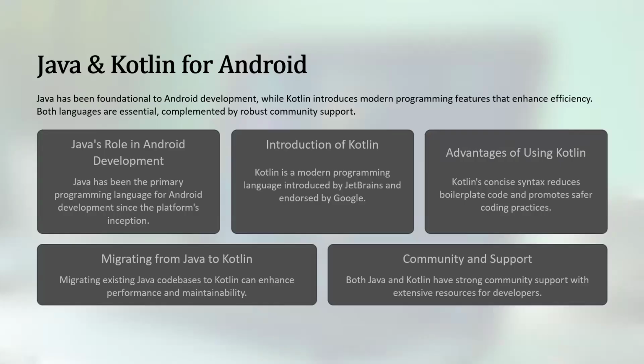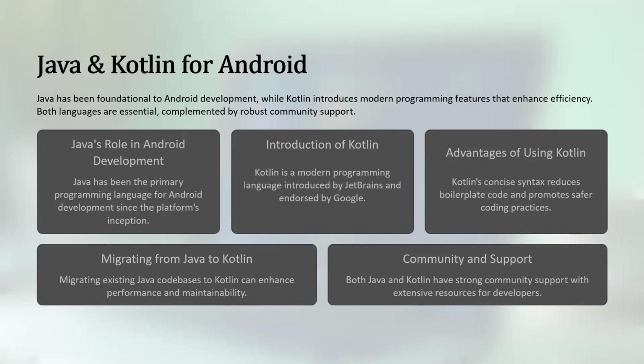And next topic, Java and Kotlin for Android. Java was the original language for Android development. It is popularly known for Android development, and it's object oriented, stable, and has vast documentation and community support. But now, Kotlin is Google's preferred language for Android, because Kotlin simplifies coding by offering modern features like null safety, extension functions, lambda expressions, and smart casting.